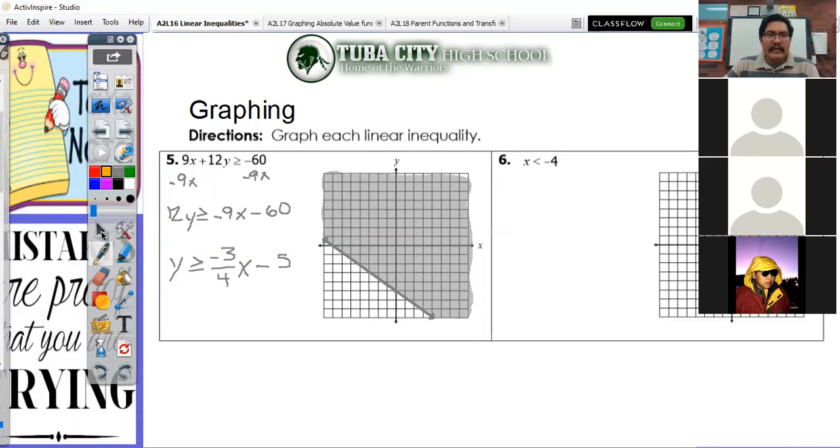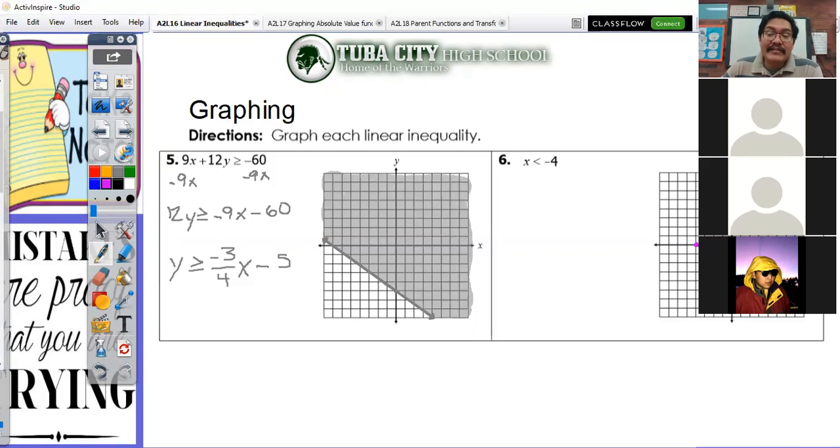Okay, so now we got to do the next one. This one's missing one of the variables, right? It's missing the y in this case. So remember what I always say, when something is missing one of the numbers or one of the variables, it means it's not going to touch that axis. So if we go to the x on the x-axis, because remember this is the x-axis here, we go to -4, so 1, 2, 3, 4, so that's -4.